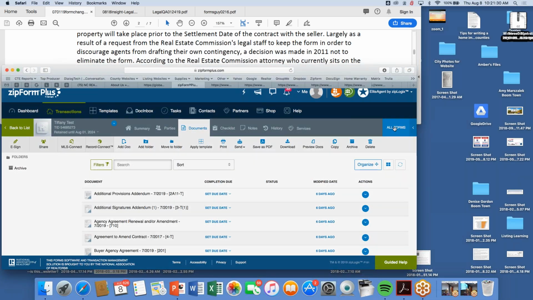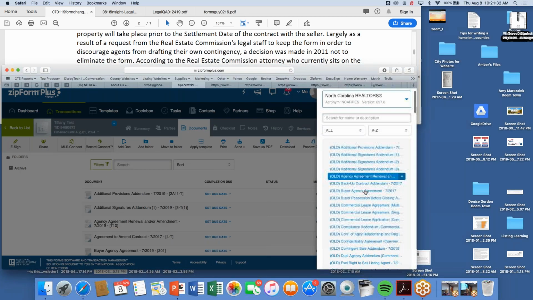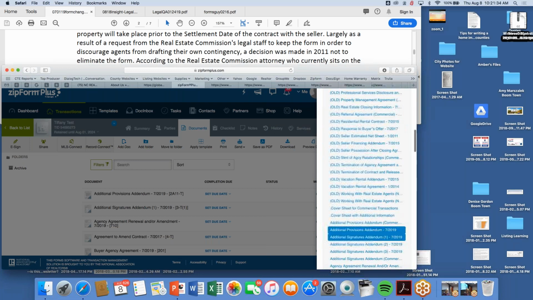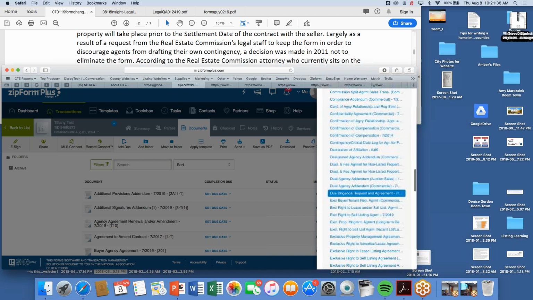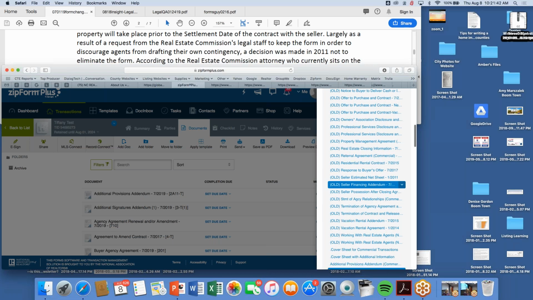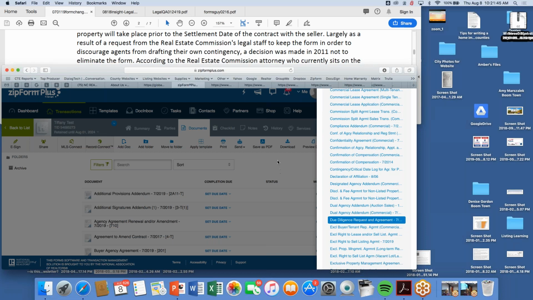And I'll go ahead and show you, if you go into zip forms, you can see they're all labeled as old, and then you have the new ones popping down below. So they put everything old up above if you still need something to tie into a contract that is an old contract, but the newer stuff is going to be at the bottom.